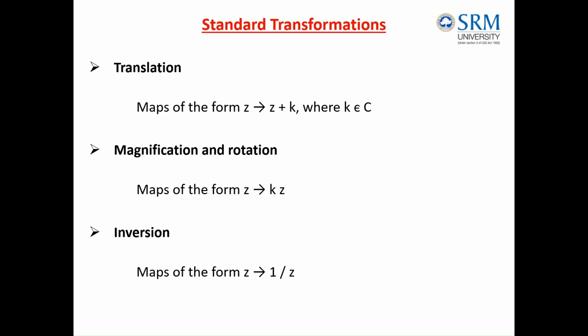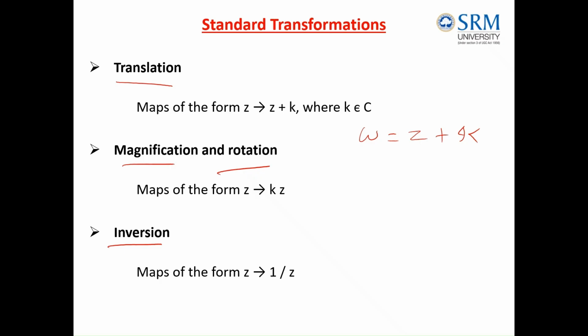Next, there are standard transformations called translation, magnification and rotation, and inversion. These are the standard transformations we are going to study now. The translation is a transformation which is defined as w equal to z plus k, where k belongs to C, where k is a constant. So this mapping gives you a translation of the image.